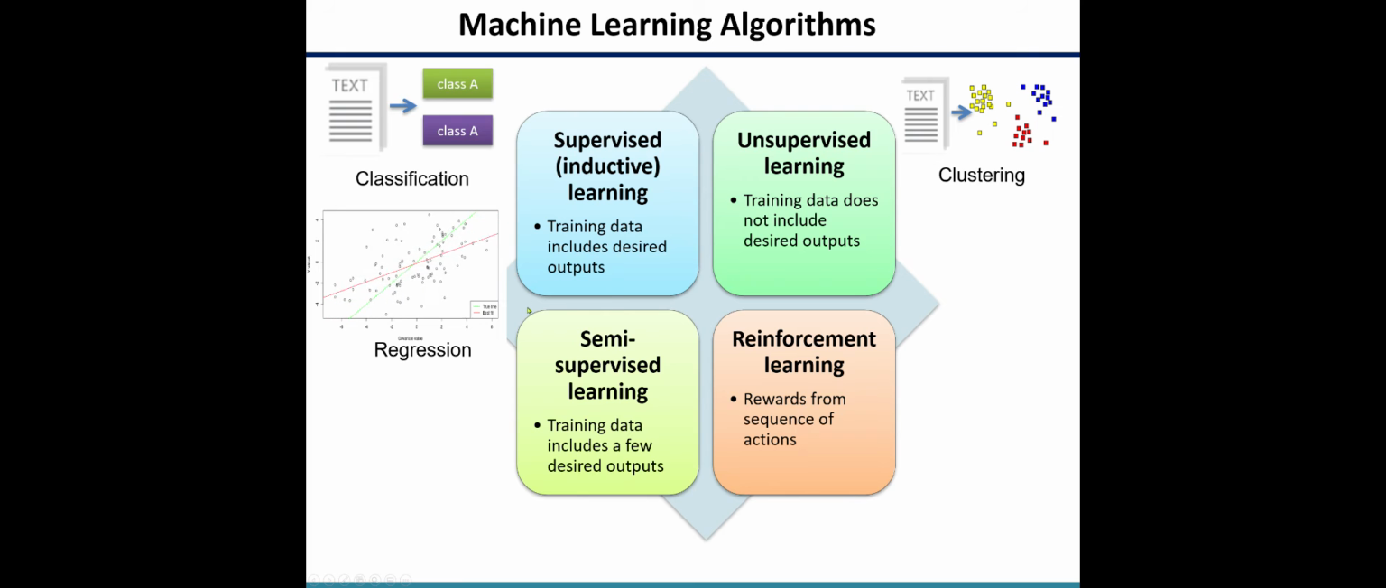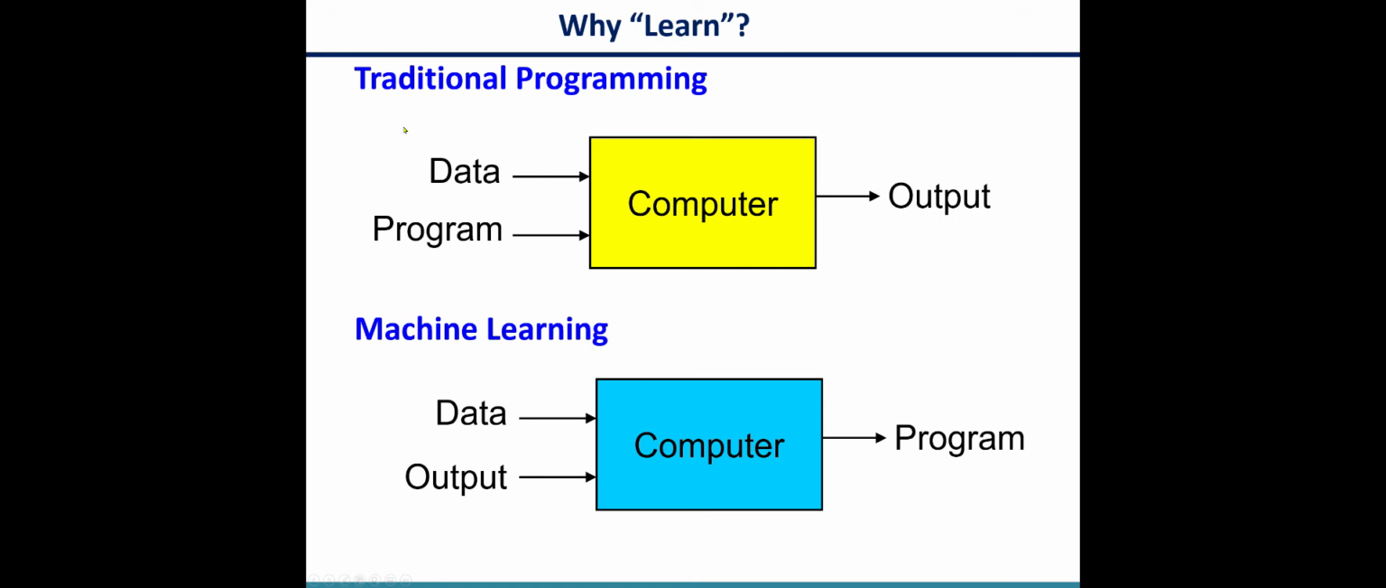So how does machine learning work? In traditional programming, we give the computer data and a program, and the computer analyzes, processes, and gives the output. In machine learning, we give it the data and the output also, and the computer processes that information and gives us the program. So machines work this way.